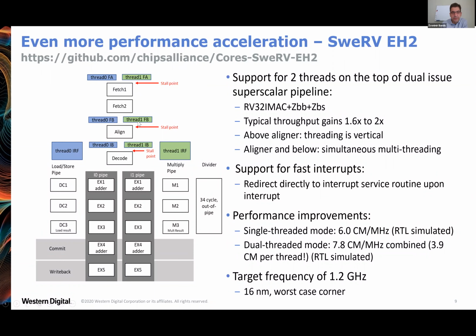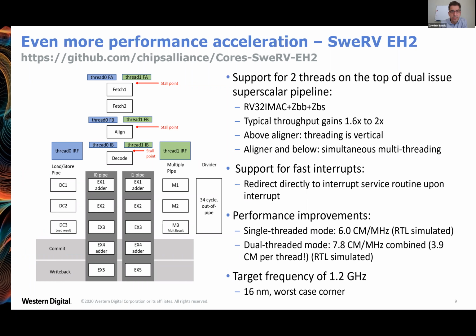Above aligner, which basically figures out compressed instructions in RISC-V and gets them ready for decode. Above aligner, threading is vertical. There's plenty of throughput in the fetch engines. And then in aligner and below, we actually have simultaneous multi-threading. This core supports fast interrupt. We'll talk about it later in hardware. But most importantly, it brings a significant performance improvement, right?